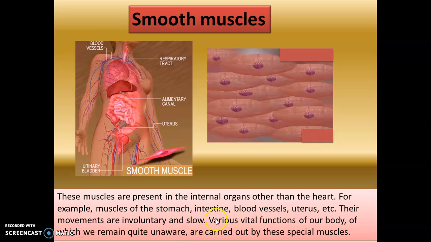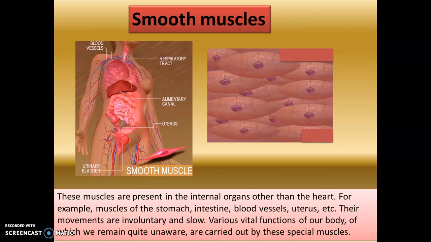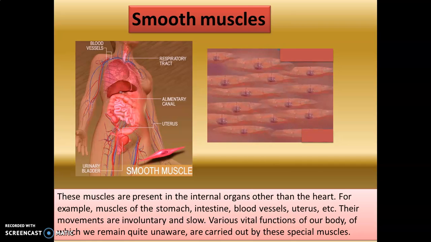As you all know, in the stomach and intestine digestion takes place, and blood vessels you know. Uterus means where the growth of the baby takes place in the human female body, so the uterus is present only in the human female body. Their movements are involuntary and slow. Various vital functions, vital means important, without which we will die, of our body, of which we remain quite unaware, are carried out by these special muscles. Our respiration and digestion happen in our body, and we are not much aware of that. That is carried out with the help of these special muscles.